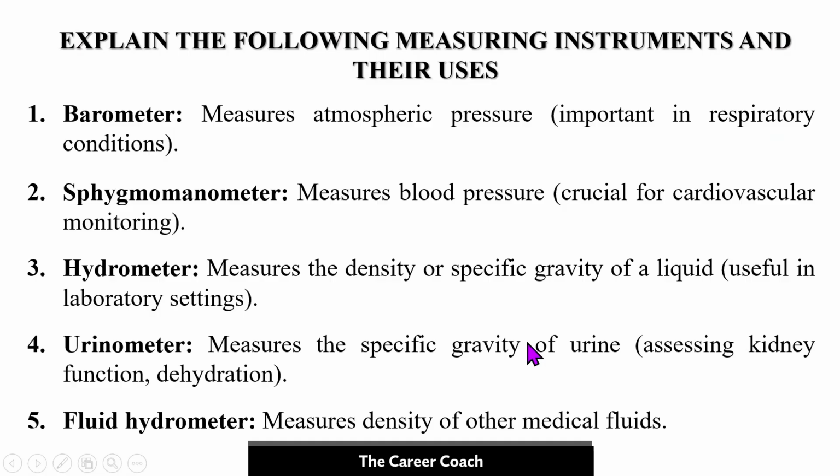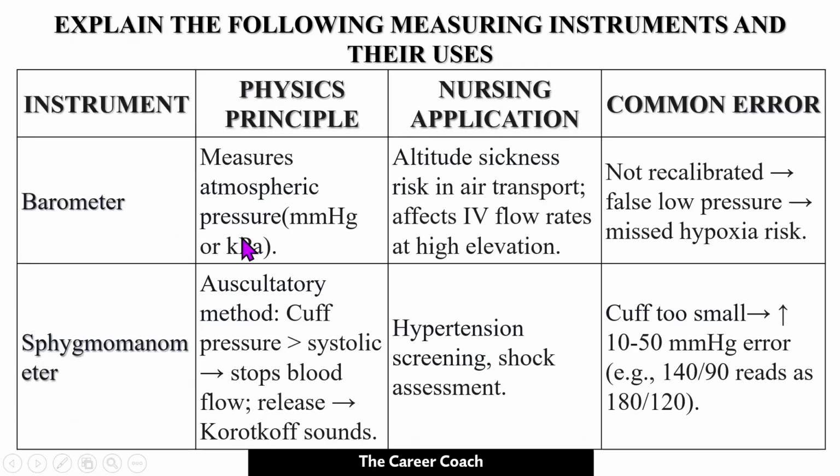Urinometer measures the specific gravity of urine. It is useful in assessing kidney function and dehydration. Fluid hydrometer measures density of other medical fluids. Let's look at it as a form of summary. Barometer measures atmospheric pressure in millimeters of mercury or in kilopascals.